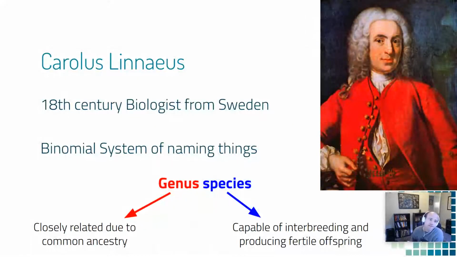Luckily, a guy named Carolus Linnaeus, or good old Carl, came along in the 18th century from Sweden and developed the binomial system of naming things. So you've probably heard of a genus and species. Species means that they are capable of interbreeding and producing fertile offspring, and genus means they're pretty closely related and may potentially also be able to interbreed. So for example, with humans, genus Homo, species sapiens.